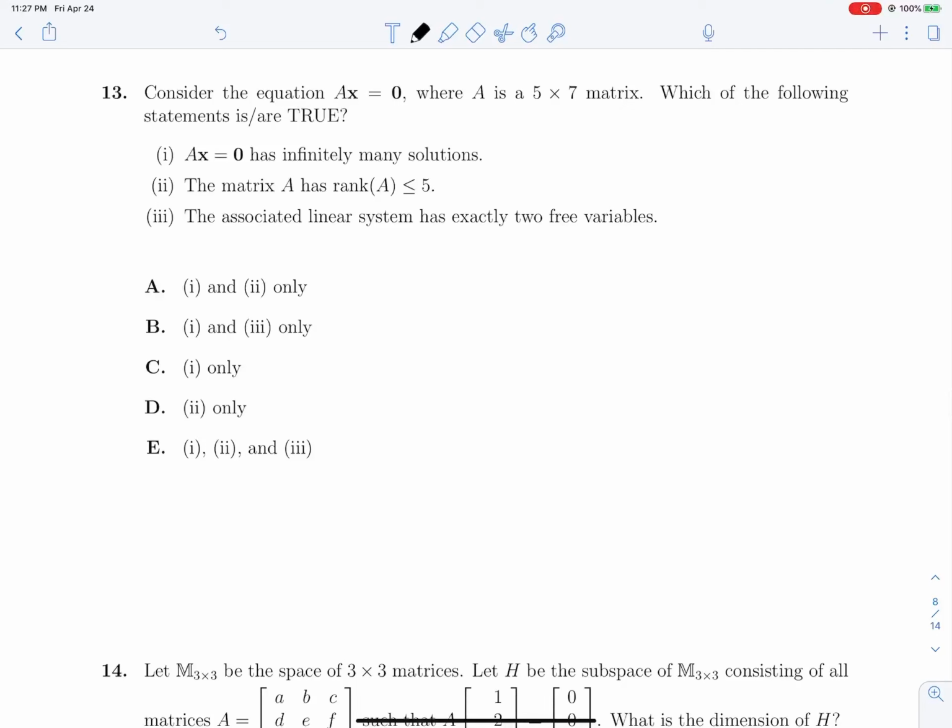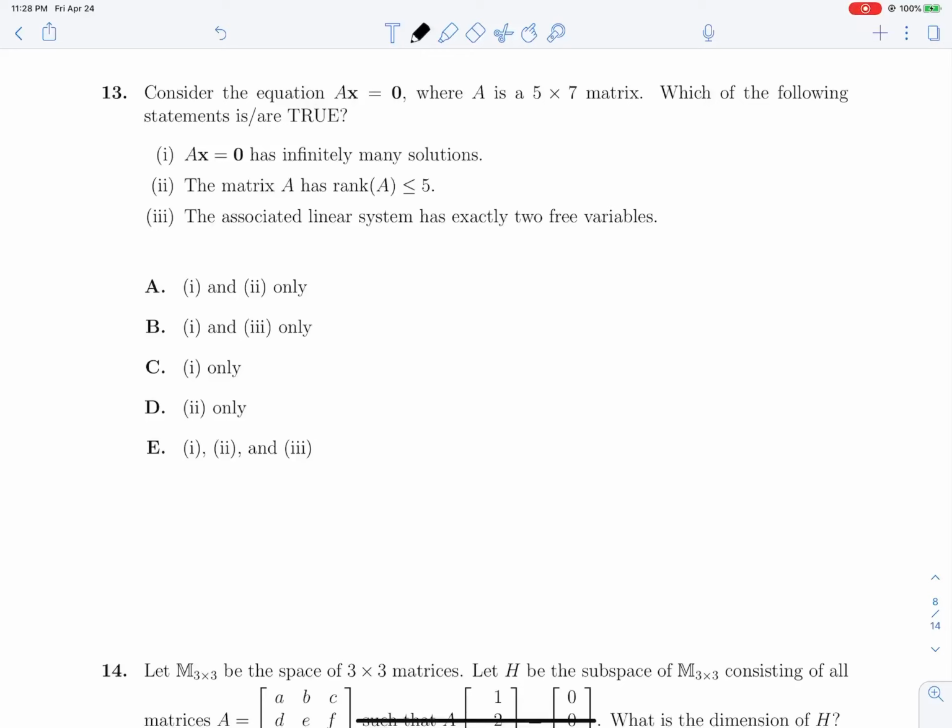13. Consider the equation AX equals 0, where A is a 5 by 7 matrix. Which of the following statements is or are true? AX equals 0 has infinitely many solutions. Well, we know that AX equals 0 has non-trivial, aka infinitely many solutions, for any nullity greater than 0. So the dimension of the null space has to be greater than 0.